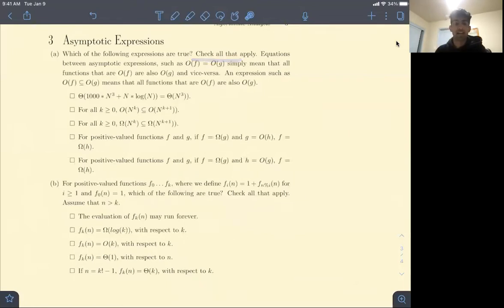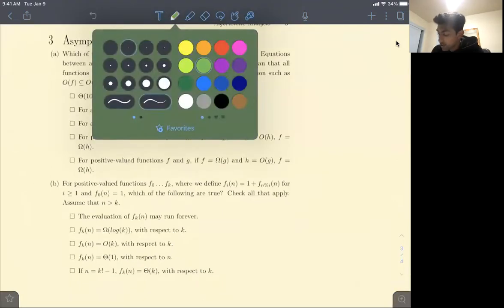Check all that apply. Equations between asymptotic expressions, such as big O of f equals big O of g, means that all functions that are big O of f are also big O of g and vice versa. An expression such as big O of f subset big O of g means that all functions that are big O of f are also big O of g, but not necessarily vice versa. So looking at the first one here, what we'll notice is that this one is indeed true.